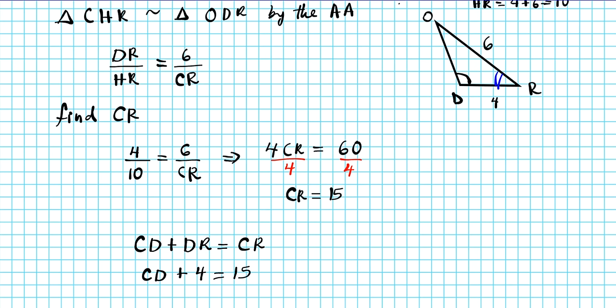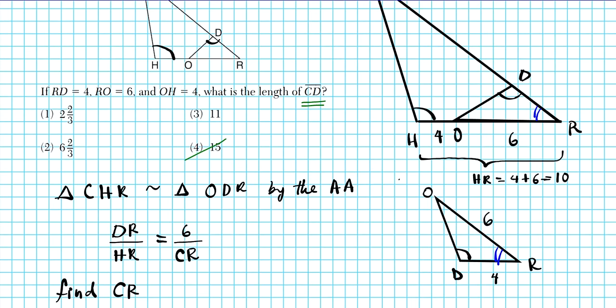using similarity ratios, using the similarity of the two triangles. So you just subtract 4 from both sides, and then we have CD equals 15 minus 4, which is 11. Okay, so our answer is option number 3.